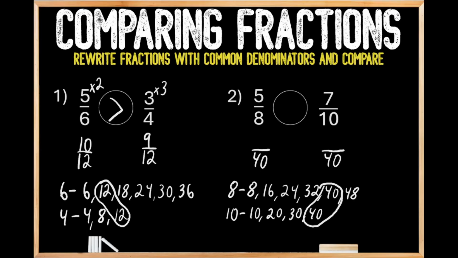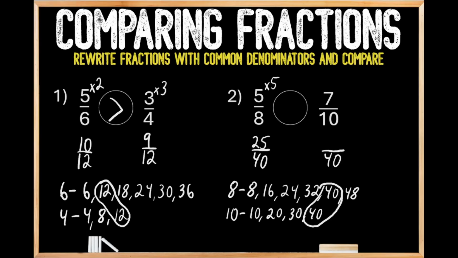So for our first fraction, we had to multiply our denominator of 8 by 5 in order to get the common denominator of 40. So we're going to do the same thing to our numerator up top. And when we multiply 5 times 5, we get 25 for the equivalent fraction of 25/40.